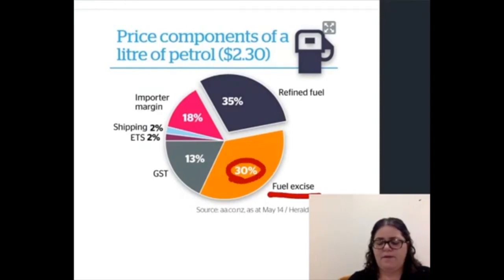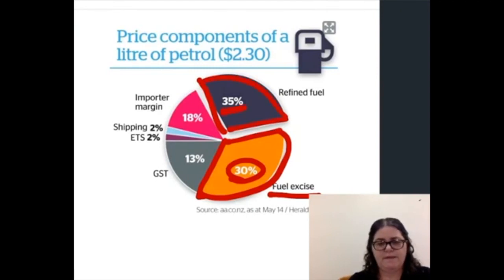That is 30%. Now, when you look at this section here, and then you compare to the refined fuel section, which is 35%, which of those pieces looks bigger? To me, the fuel excise looks like it's a bigger piece, but in actual fact, it's only 30%, whereas refined fuel should be bigger at 35%.